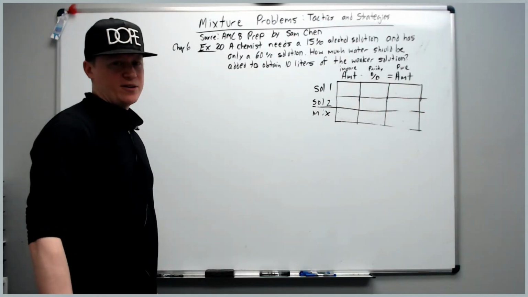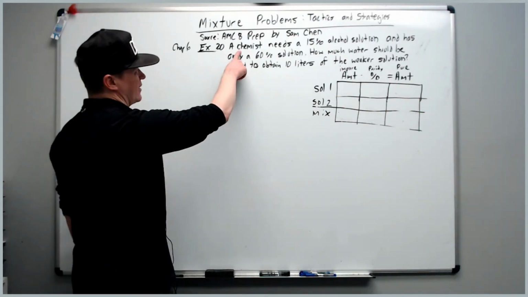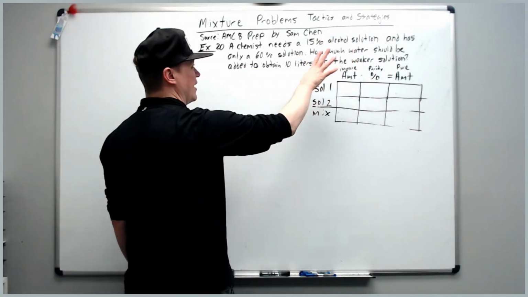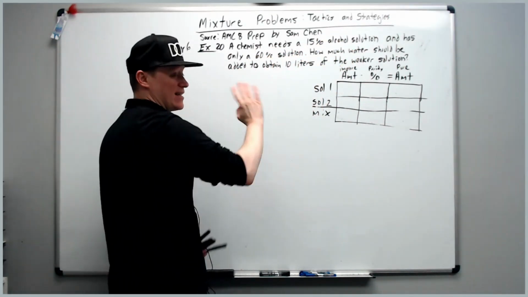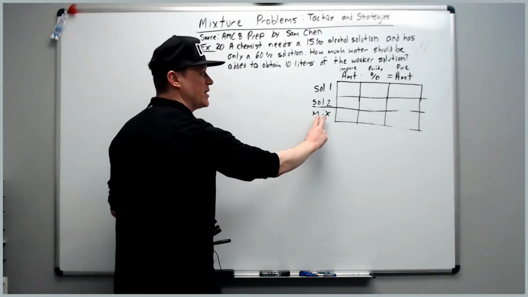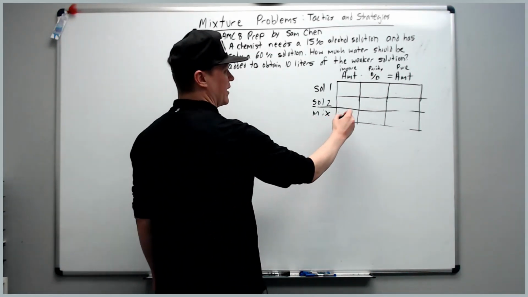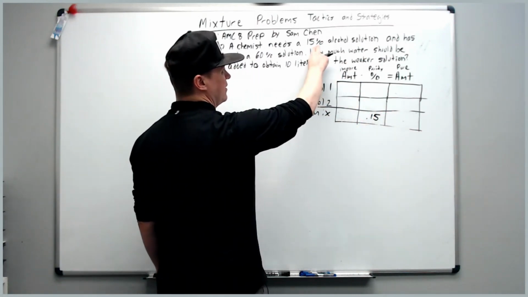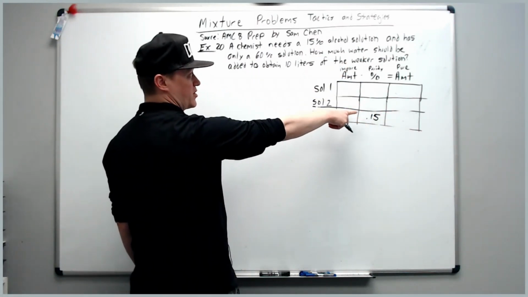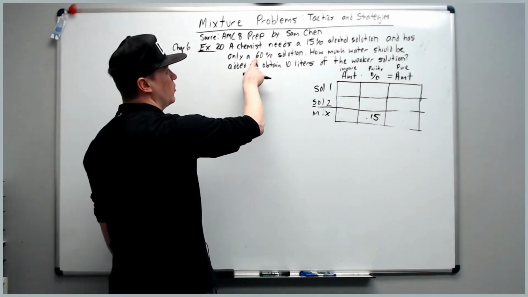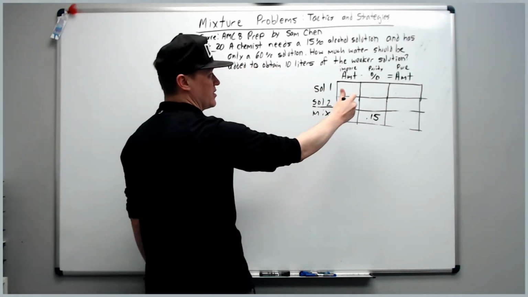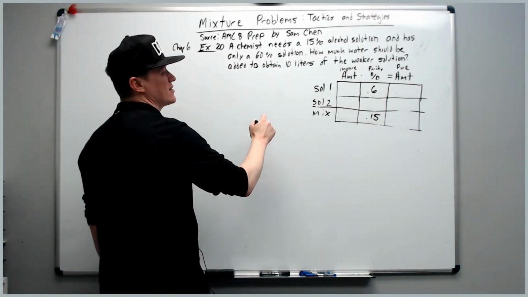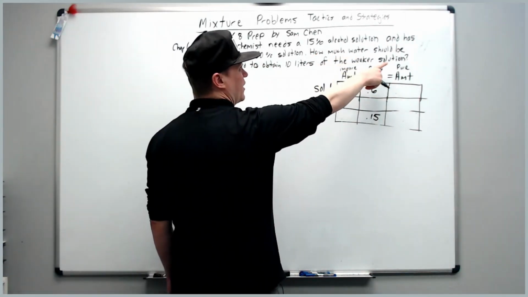All right, so we have here example 20. A chemist needs a 15% alcohol solution. Pause. He needs this. He doesn't have it, he needs it. That's the mixture we're trying to get. So we're going to put 15% in the mixture part of it for the percent. And he has only a 60% solution. So he has something that's 60%. We can put 0.6. How much water should be added?